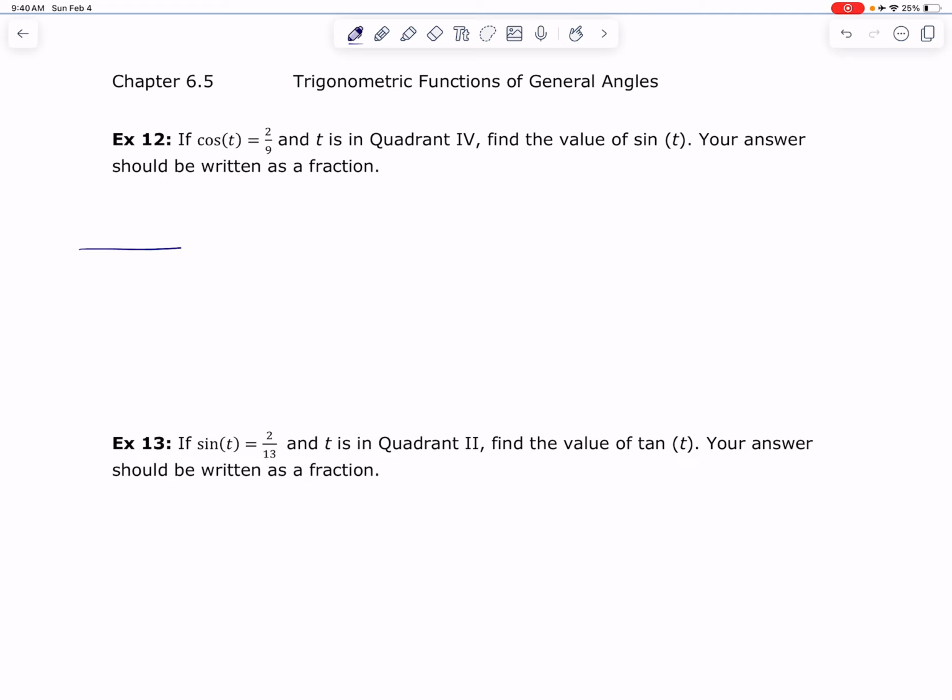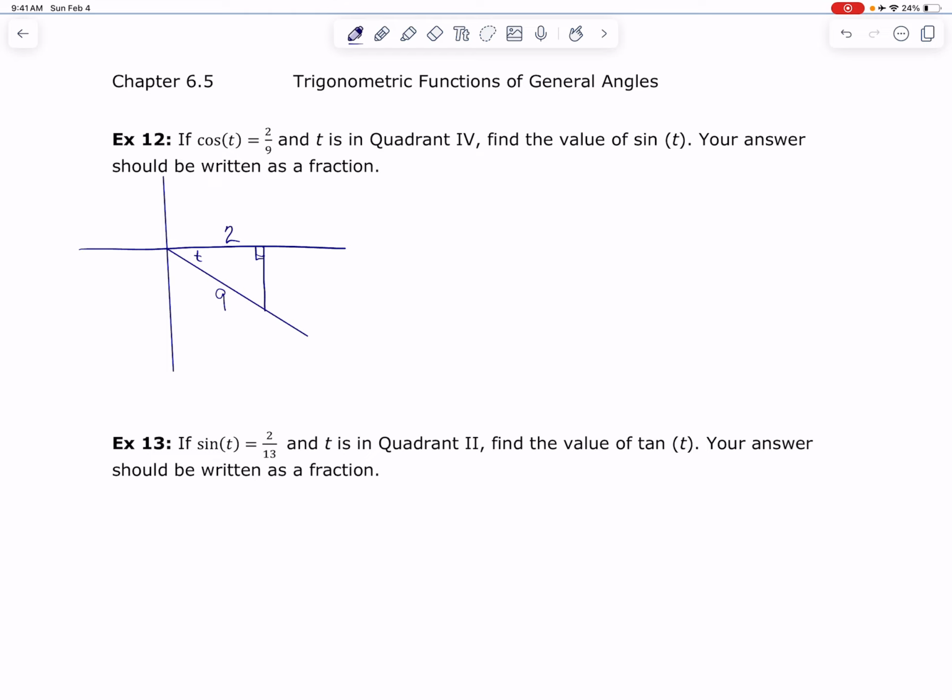So the first thing I'm going to do is draw my picture. Does not have to be super precise, but it told me t's in quadrant 4. Cosine is 2/9. So cosine is adjacent over hypotenuse. So I'm going to use that piece to label two of the three sides. Now, if it's a unit circle, that's fine. My hypotenuse is going to be 1. My cosine is going to be 2/9. They're all ratios. They're all relative.